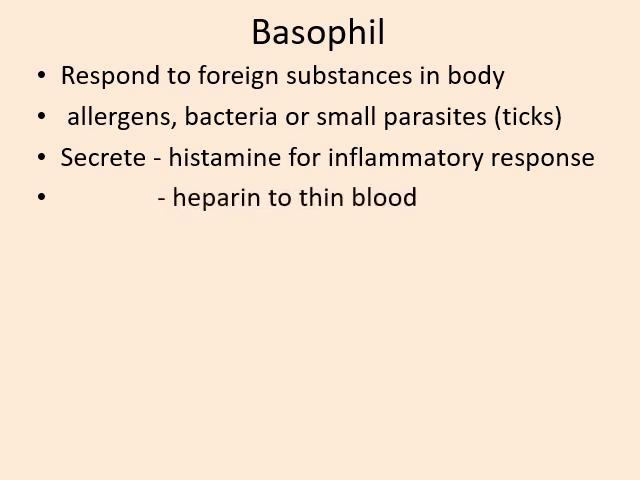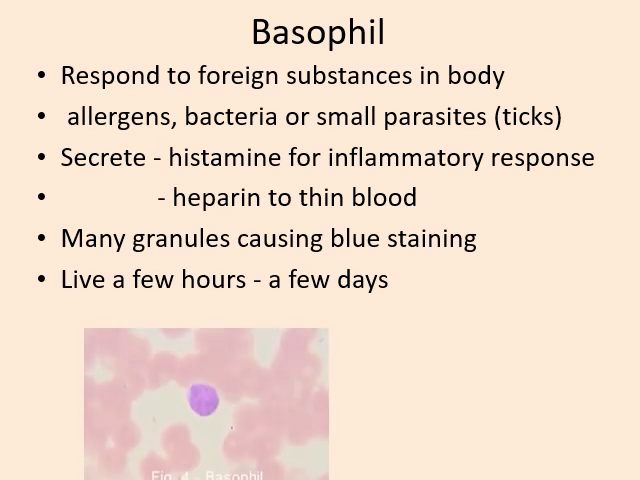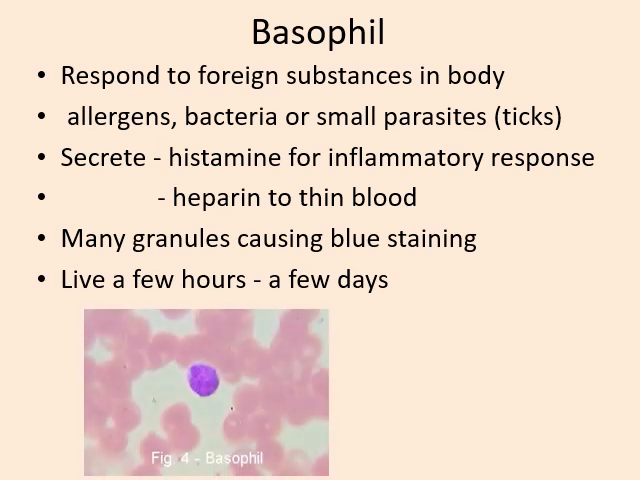They also secrete some heparin to thin the blood. And this basophil, like I said, is so grainy that you basically cannot see the nucleus, and they have a very distinct blue stain. These guys live a few hours to a few days, and here you can see in this picture you can't even see the nucleus. They stain quite darkly because of the number of grains in them. They can have a bilobed or trilobed nucleus, which usually you're not going to be able to see if this particular type of stain is used. And keep in mind again, they're also granulocytes.